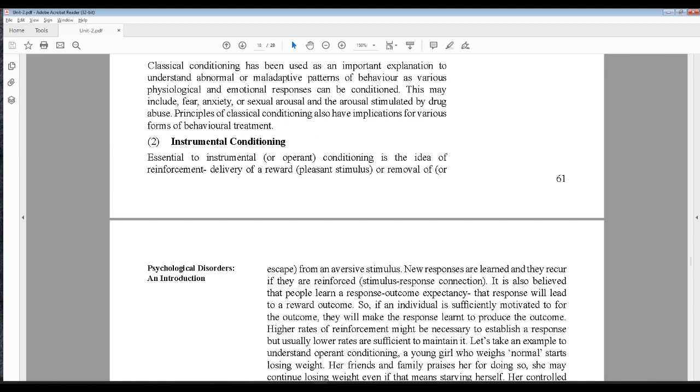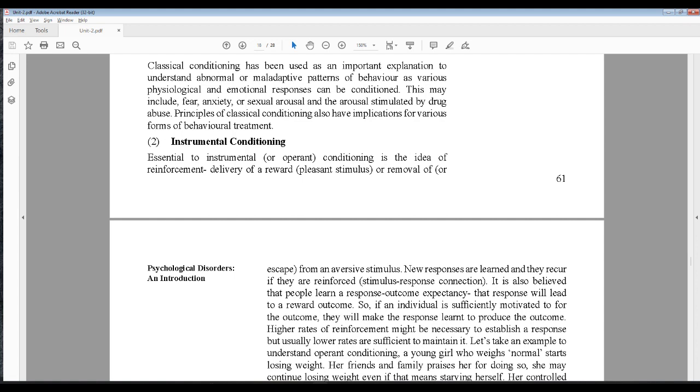Classical conditioning has been used as an important explanation to understand abnormal or maladaptive patterns of behavior, as various physiological and emotional responses can be conditioned. This may include fear, anxiety, or sexual arousal, and the arousal stimulated by drug abuse. Principles of classical conditioning also have implications for various forms of behavioral treatment.